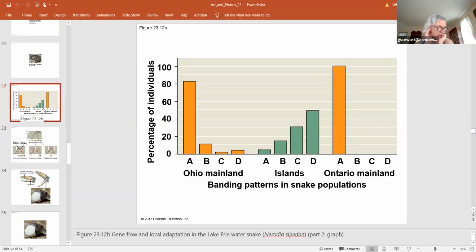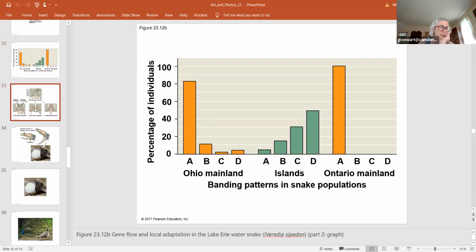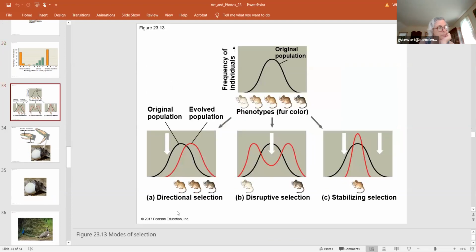All right, now the third area of the Hardy-Weinberg equilibrium that your authors are going to focus on is natural selection, because of course we keep harping on how natural selection is the main motive force for evolution. So we're going to talk about different types of natural selection. I would probably do these in reverse order: stabilizing, disruptive, and directional. I think there are examples in your book of all of these.